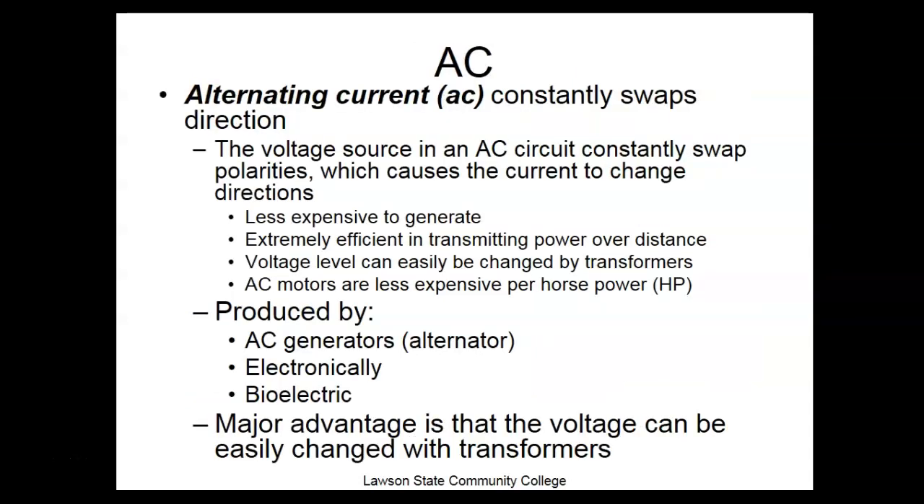Alternating current, these guys constantly swap direction. The voltage source in an AC circuit constantly swaps polarities, which causes the current to change direction. It's less expensive to generate. It's extremely efficient to transmit power over long distances because the voltage levels can be changed with transformers. So that's the big thing right there.